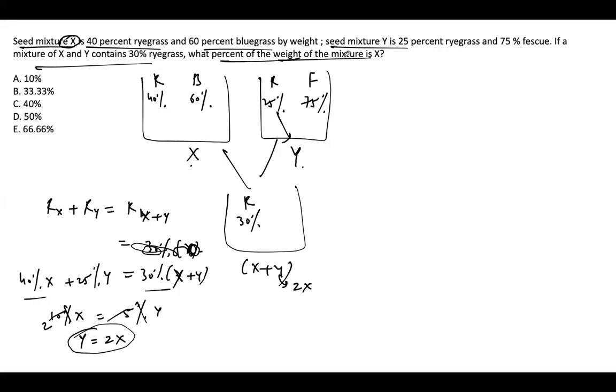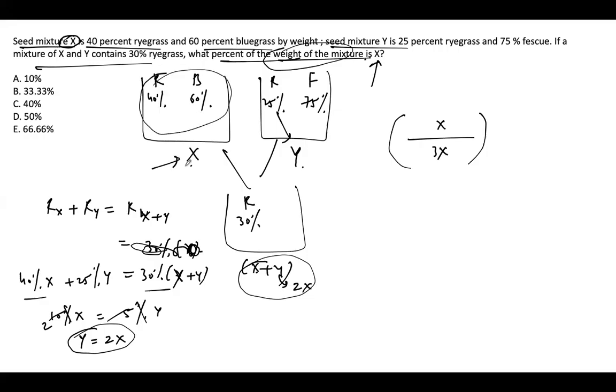What percentage of the weight of the mixture? What is the weight of the mixture? X plus Y, X plus 2X is 3X. Mixture X weight is X. So X by 3X is 1 by 3. 1 by 3 is 33.33%. Could you repeat the what percentage part once more?